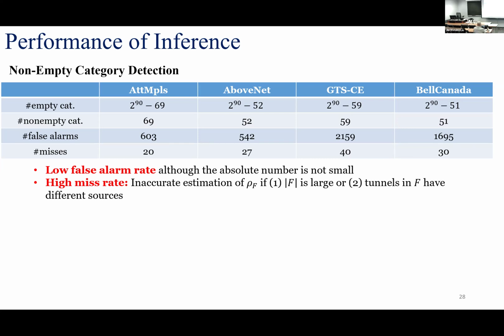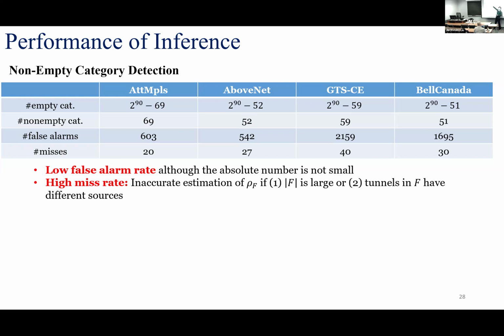Okay, let's first look at the most difficult part of the problem, which is using dynamic programming to detect non-empty categories. As you can see, these are simulated based on 4 real ISP topologies. These are not huge networks. I would say the largest has about 100 nodes and hundreds of links, which is the GTS-CE. The others are smaller. You have a huge number of categories which are empty.